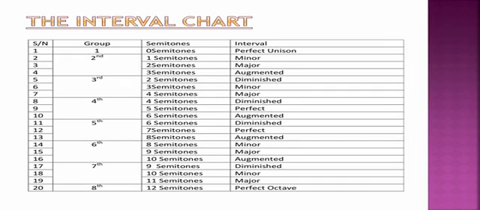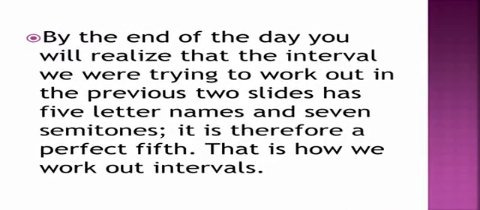This interval chart is made available in your notes too, so you're going to be using it to copy to work out a lot of other intervals. It's very simple. By the end of the day, you will realize that the interval we were trying to work out in the previous 2 slides has 5 letter names and 7 semitones. Therefore, it is a perfect fifth. Can you say it again with me? Perfect fifth. This is how we work out our intervals. Period.